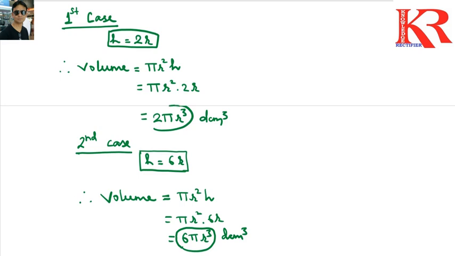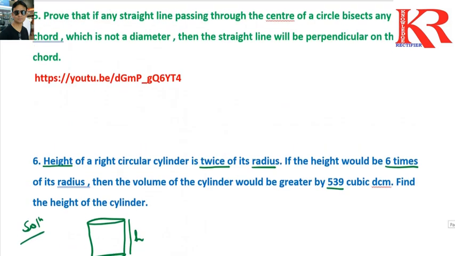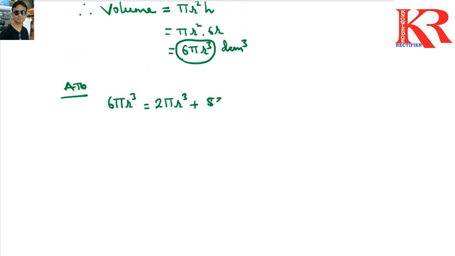According to the question, this second volume, 6 pi r cube, will be more than 2 pi r cube, by how much? It says 539 more. So the volume in the second case, 6 pi r cube, will be equal to the volume in the first case, 2 pi r cube, plus 539. It is 539 more, like when we say 8 is 3 more than 5, we add 3 to 5 and then put equals. Similarly here, the second volume is 539 more than the first volume. So you add this to the lesser one, then they will become equal.